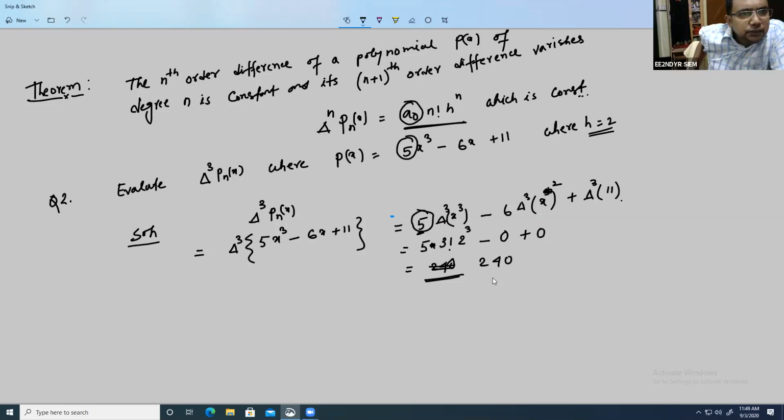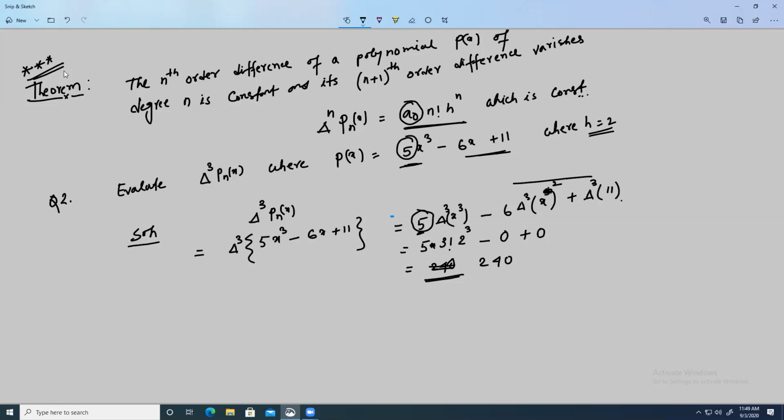This is a very, very interesting and important technique. Del to the power n P_n of a polynomial is a0 factorial n h to the power n, which is a constant term. Clear? Where h will be given. Just suppose there is a polynomial of degree n, and if n is 3, then the maximum is 3. So we will calculate only this portion; the rest of the portion will be 0. Clear? Please remember this. This is a very, very important theorem. Clear?